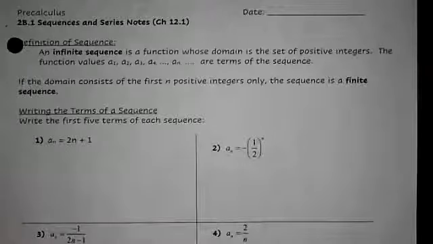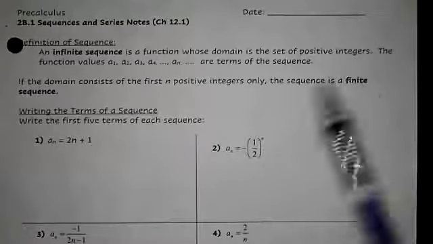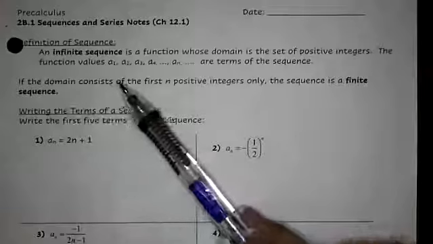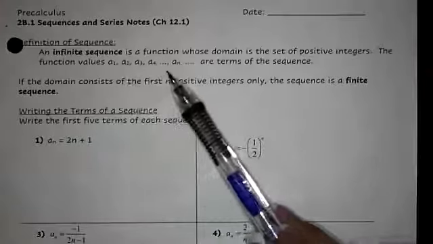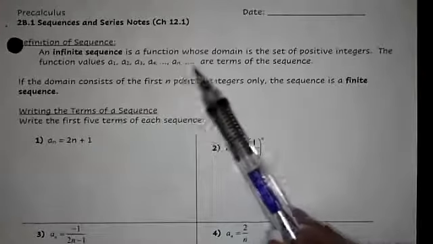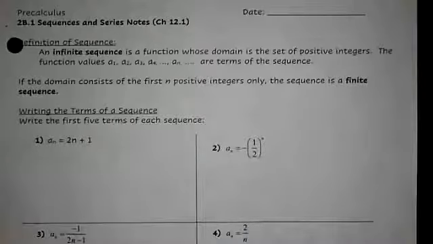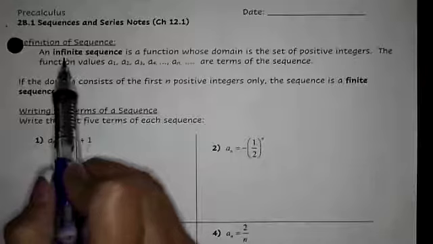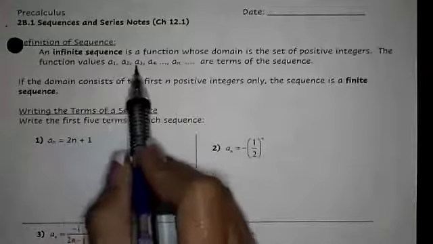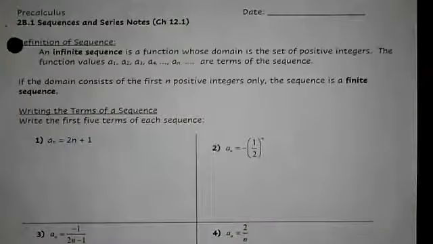We are going to start our sequences and series unit. And we'll start that with the definition of a sequence. It says an infinite sequence is a function whose domain is a set of positive integers, the function values a1, a2, a3, a4, and on and on, are terms of the sequence. So an infinite sequence is one that has terms that start at one and go on forever.